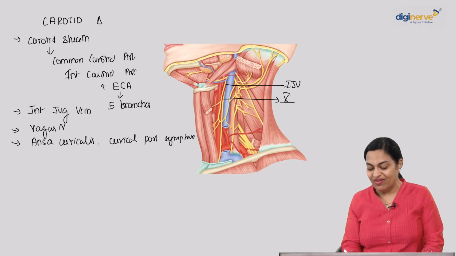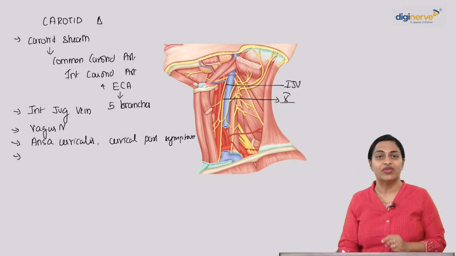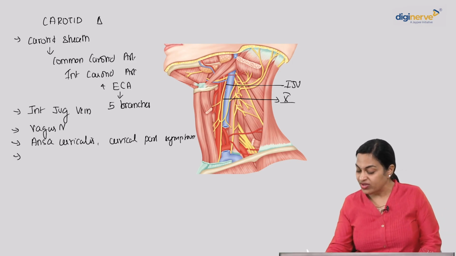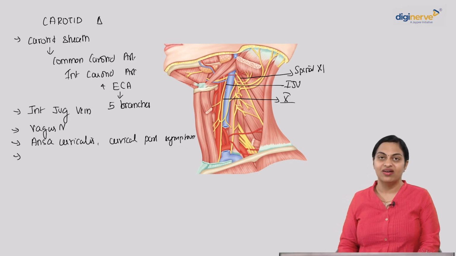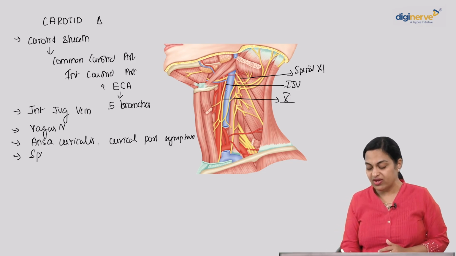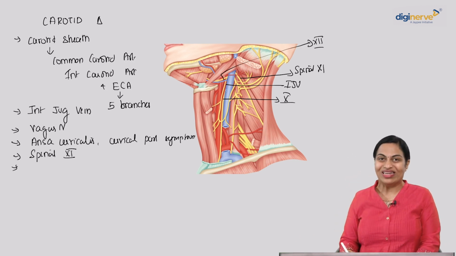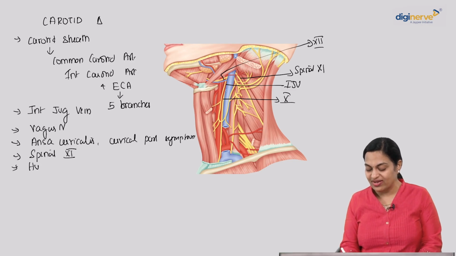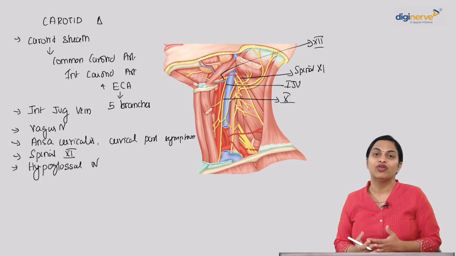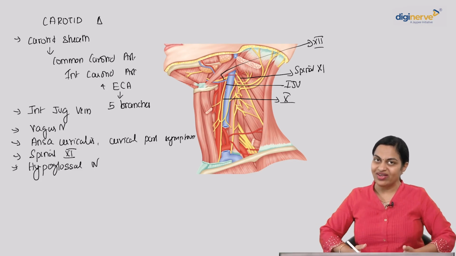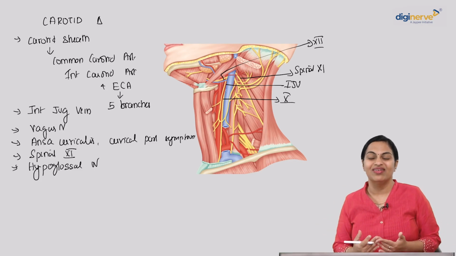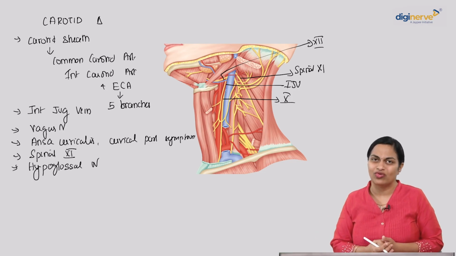Apart from this, we get to see 2 other important nerves which you can't afford to forget. This one that you see here is the spinal accessory nerve. Of course, we see the spinal accessory nerve in the topmost part of the carotid triangle, and this one here is the last of the cranial nerves, the hypoglossal nerve, right? So in addition to the vagus nerve, you have to remember the others also: ansa cervicalis, cervical part of the sympathetic trunk, and the spinal accessory and hypoglossal nerves.